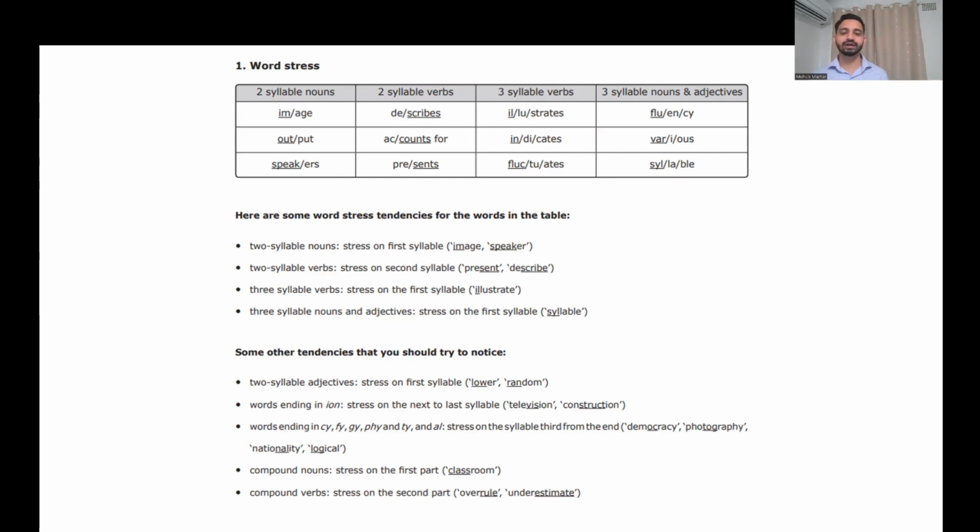Television, so just before ION, television, construction, right? Words ending with CY, FY, GY, PHY, TY and AL, stress is on the syllable third from the end: democracy, photography, nationality, logical, right? Compound nouns, stress on the first syllable: classroom, compound noun, right? Compound verbs, stress on the second syllable: overrule, underestimate, okay?